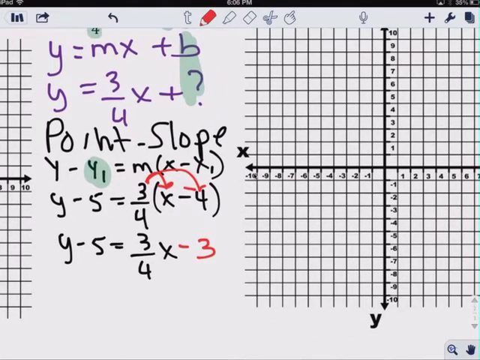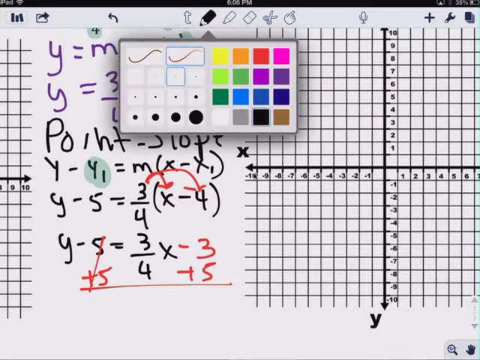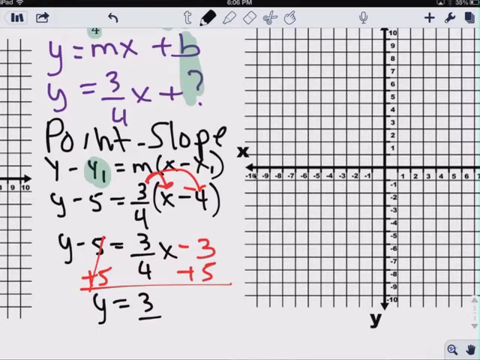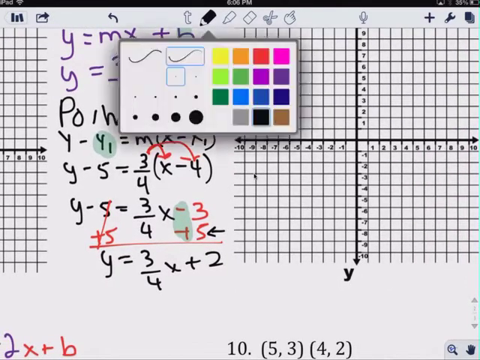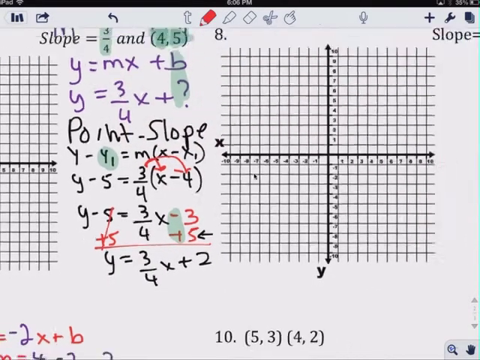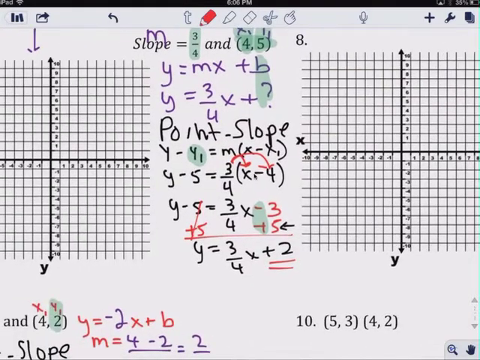From there you add 5, add 5. Y equals 3 over 4x, add 2. You subtract these, and the bigger number is 5, so your answer is a positive 2. So we find our y-intercept so we can graph. Our y-intercept in this case is 2. So that missing number right there is 2. So b equals 2.